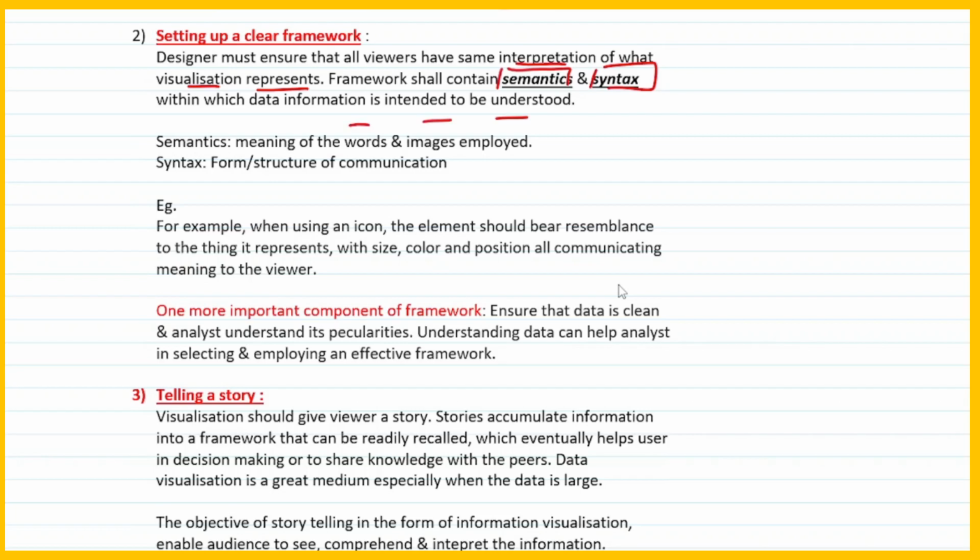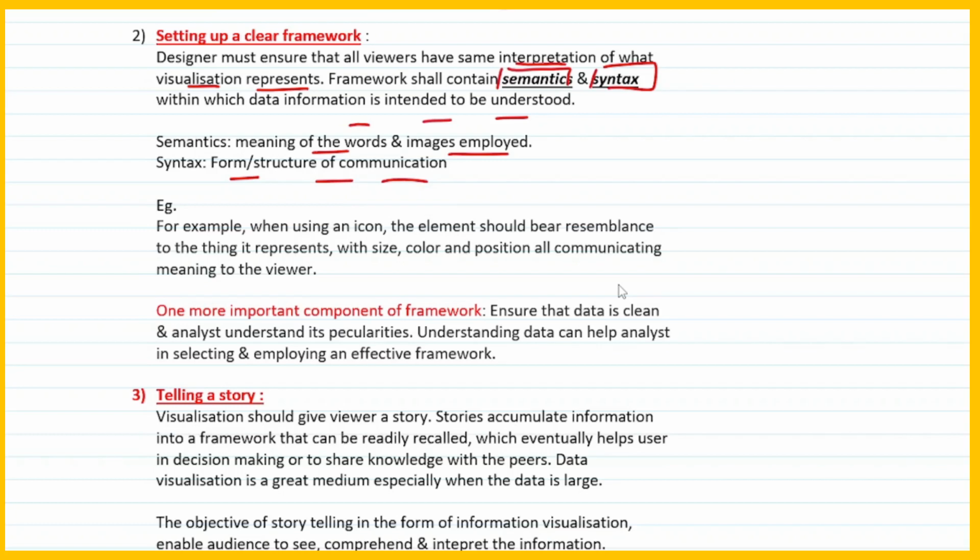Now what do you mean by semantics? Semantics simply means the meaning of the words and the images employed. If you tell the meaning of the words and the images that are specific to that topic, that is called semantics. And what is syntax? The form or structure of communication. The way you are communicating things becomes your syntax. So semantics is the meaning of the words and images employed, whereas syntax is the form or structure of the communication, right?